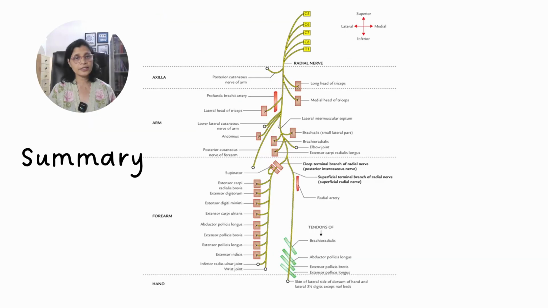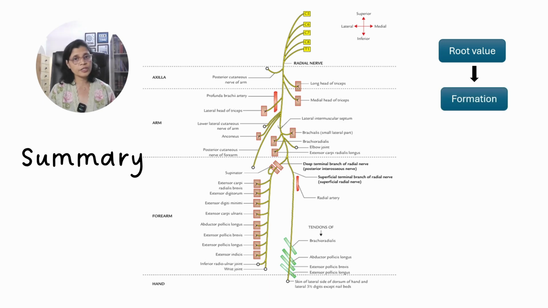And to summarize the radial nerve, the root value of the radial nerve is C5, C6, C7, C8 and T1. It is the continuation of the posterior cord of brachial plexus. And to talk about its course briefly, in the axilla, it lies posterior to the axillary artery and it enters the posterior compartment of the arm by passing through the lower triangular space.